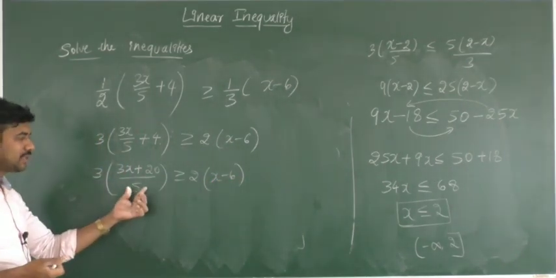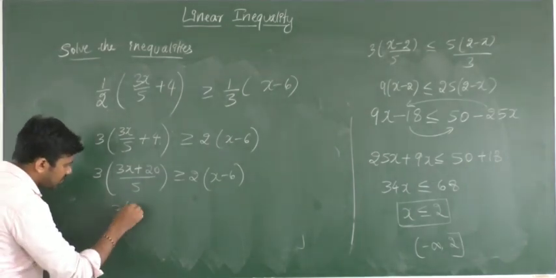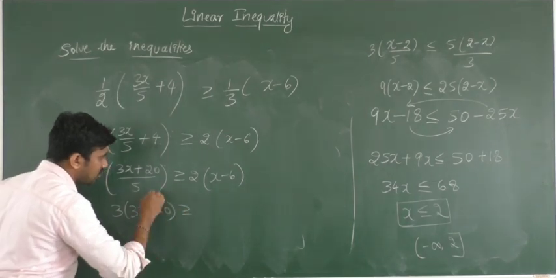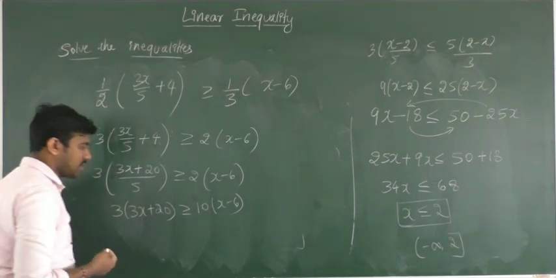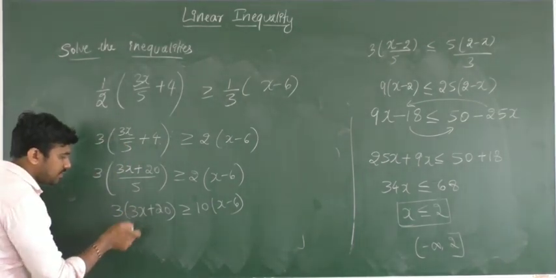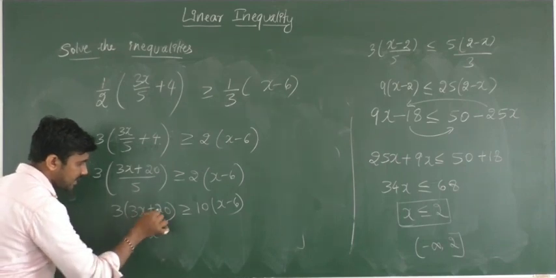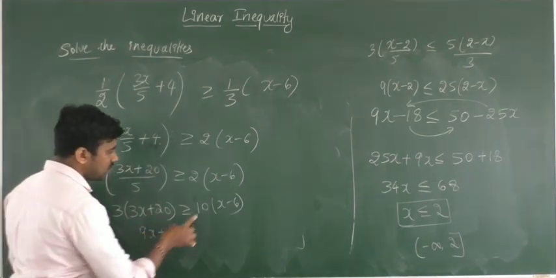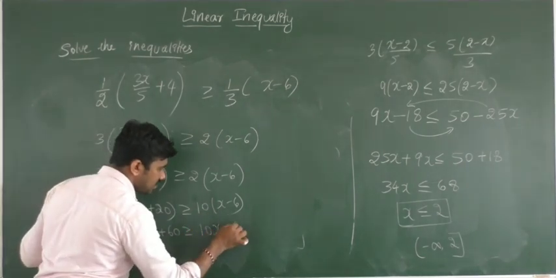Again 5 is in the denominator, cross multiply. So what will we get? 3 into 3x plus 20 greater than or equal to 10 into x minus 6. Now multiply 3 to this term. 3 into 3x is 9x. 3 into 20, 60, greater than or equal to 10 into x, 10x, 10 into minus x is minus 60.